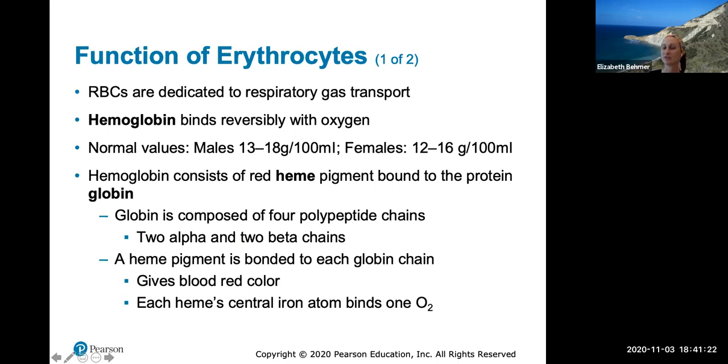Hemoglobin will bind reversibly to oxygen, meaning it can unload oxygen and reload it back in. These are the normal values of hemoglobin. So hemoglobin is another test that they can run on your blood sample, in terms of grams per milliliter, how much hemoglobin you have. Hemoglobin consists of a red heme pigment bound to the protein globin. This globin is composed of 4 polypeptide chains that look like that. The heme gives it its red color, and each heme central iron atom can bind 1 oxygen molecule.